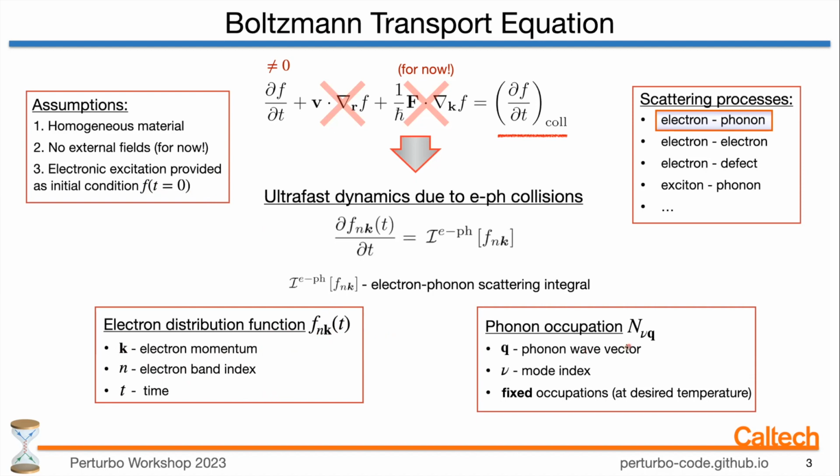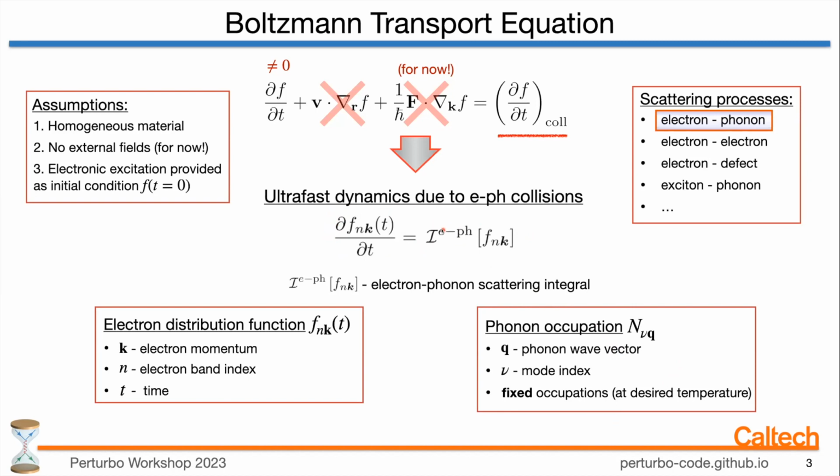On the phonon side, we have the phonon occupation n_νq, where q is the phonon wave vector and ν is the mode index, and in this case, we consider the fixed occupation at the given temperature. In our group, we actually have some works dedicated to changing the phonon occupations, accounting for phonon-phonon interactions. But in this lecture, we will consider the phonon occupation to be fixed. So finally, we have this equation where we have the time derivative of the occupation function on the left-hand side, and on the right-hand side, we have the electron-phonon scattering integral.